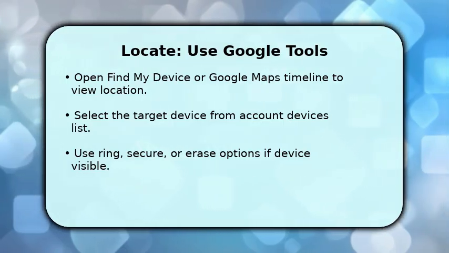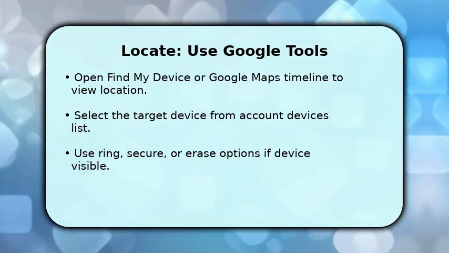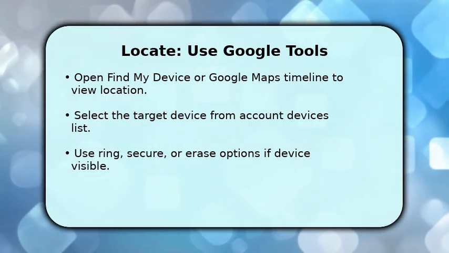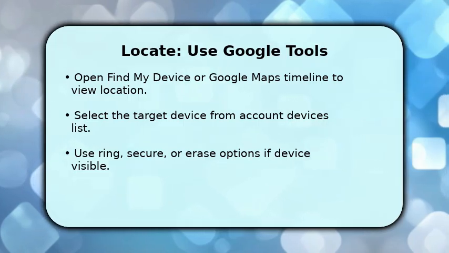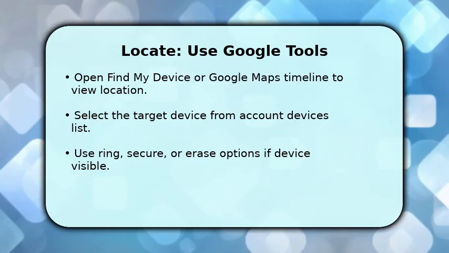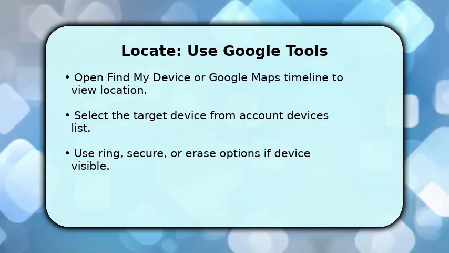These tools query recent location data. Select the specific device from the devices list so Google focuses the search. If a live position appears, use the ring feature to audibly locate it or choose secure actions like lock or sign out to protect data.